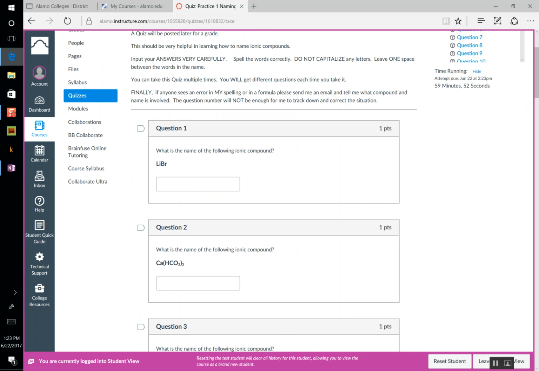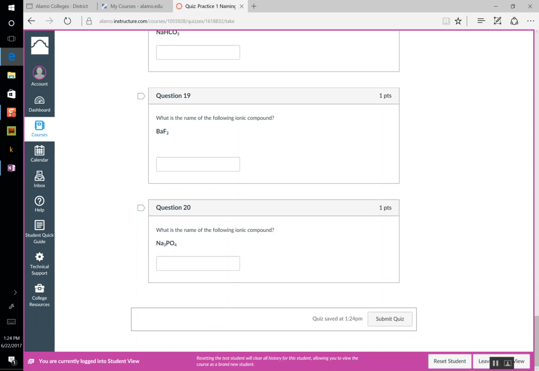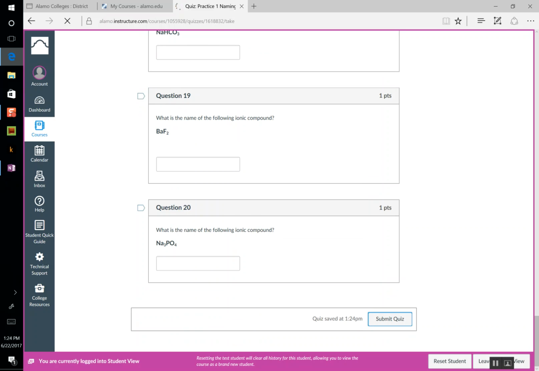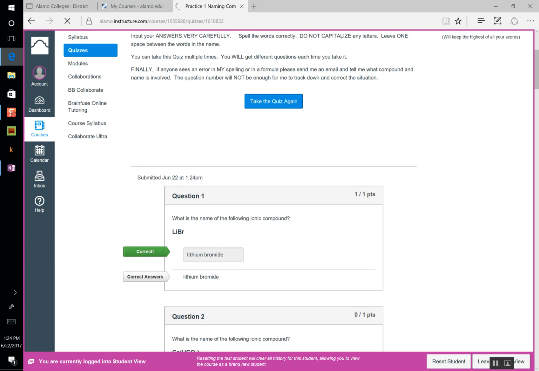What is the name of the following ionic compound? Let me just do one real quickly. The way you do this, don't capitalize it. Lithium bromide. All right? Calcium bicarbonate. Don't capitalize it and put a space between lithium and bromide. I'm going to say I'm done, and I'm going to submit it. It's going to tell me, you left 19 of these questions unanswered. So I've got 1 out of 20.